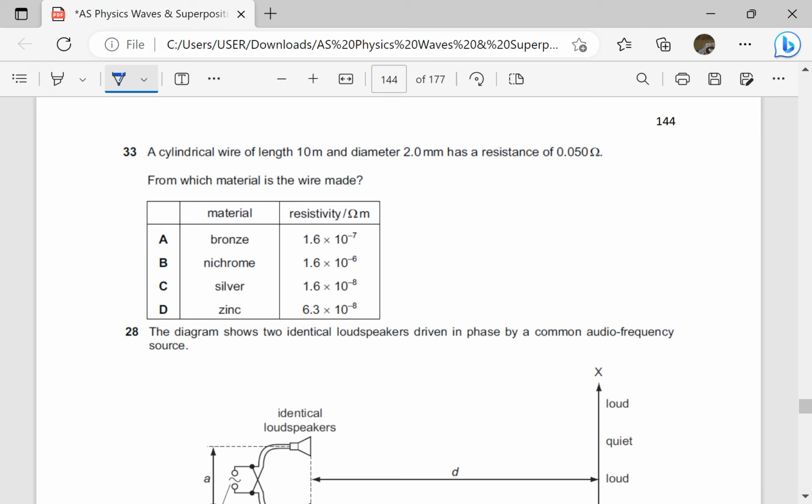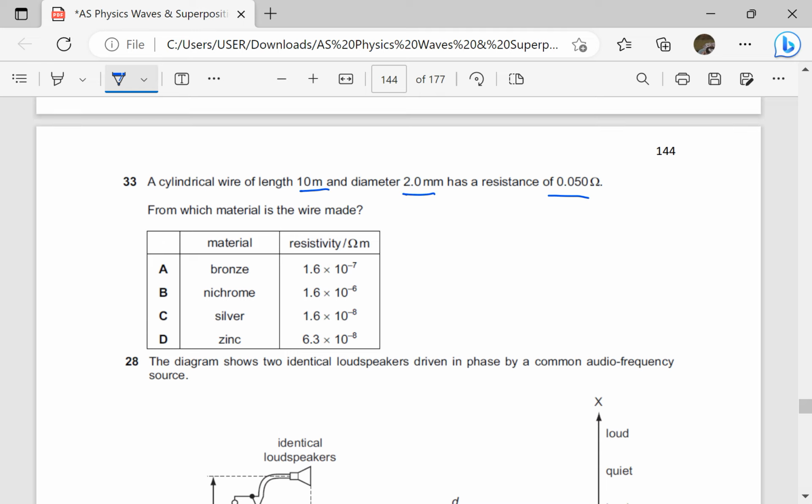A cylindrical wire of length 10 meters and diameter 2.0 millimeters has a resistance of 0.05 ohms. For which material is the wire made? Of course, this is not waves, but I will still answer it. The length is this, the diameter is that, the resistance is that. So for which material is the wire made from?